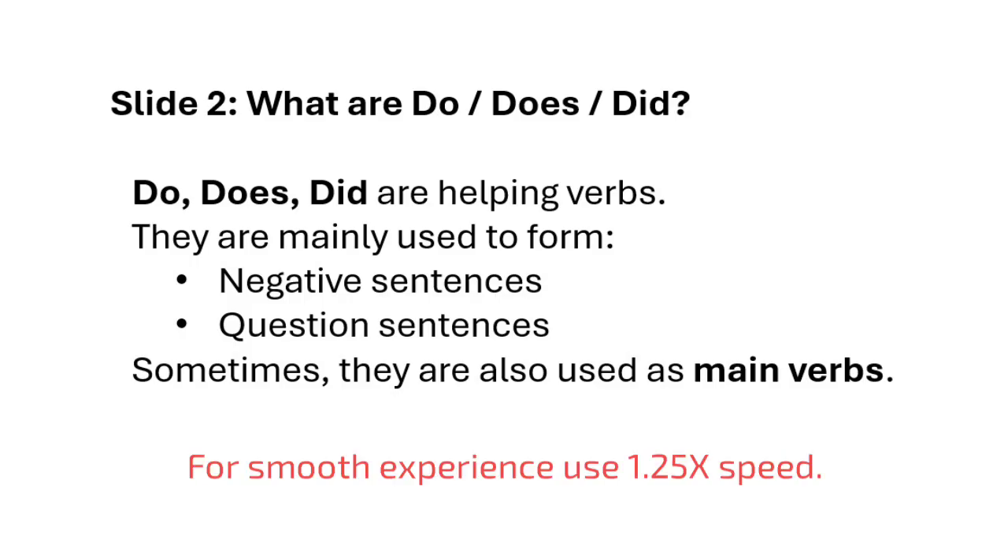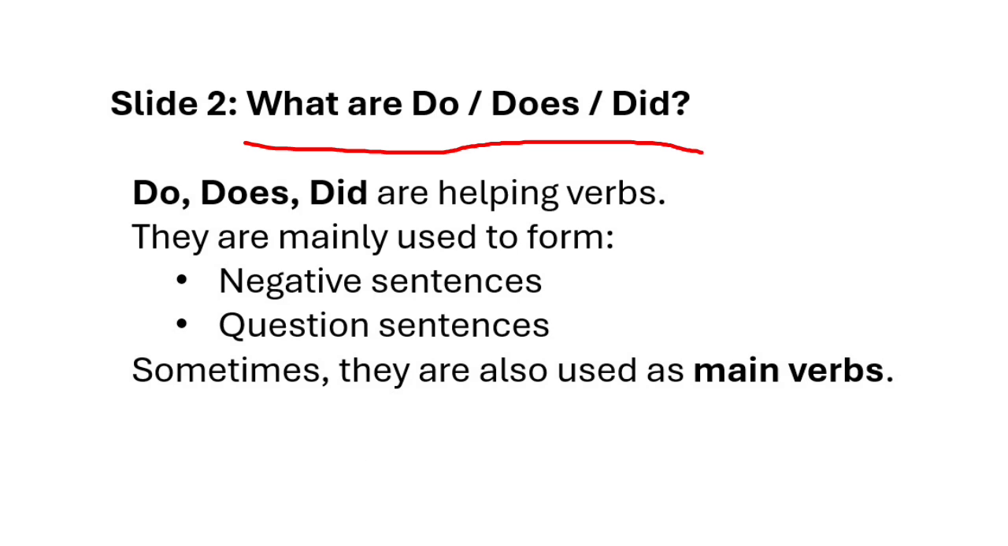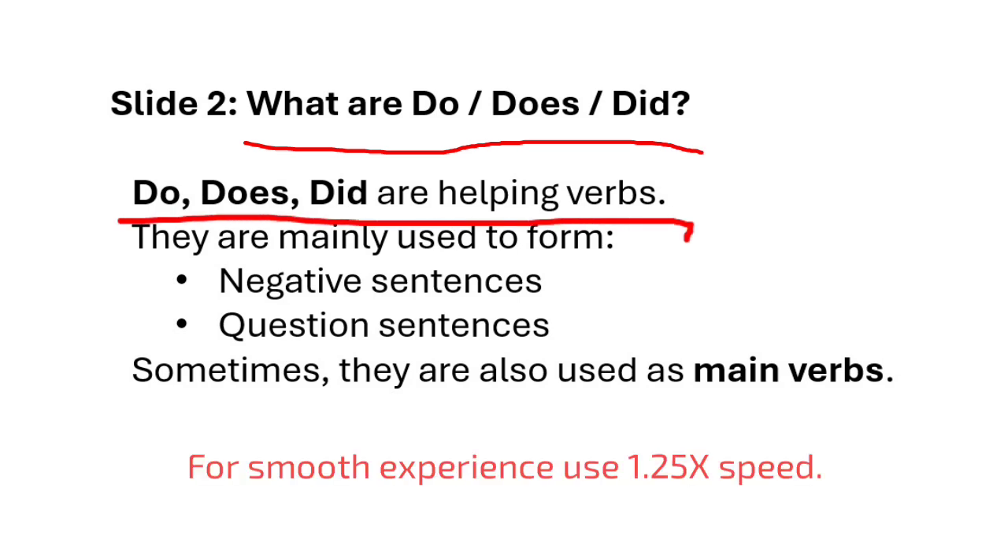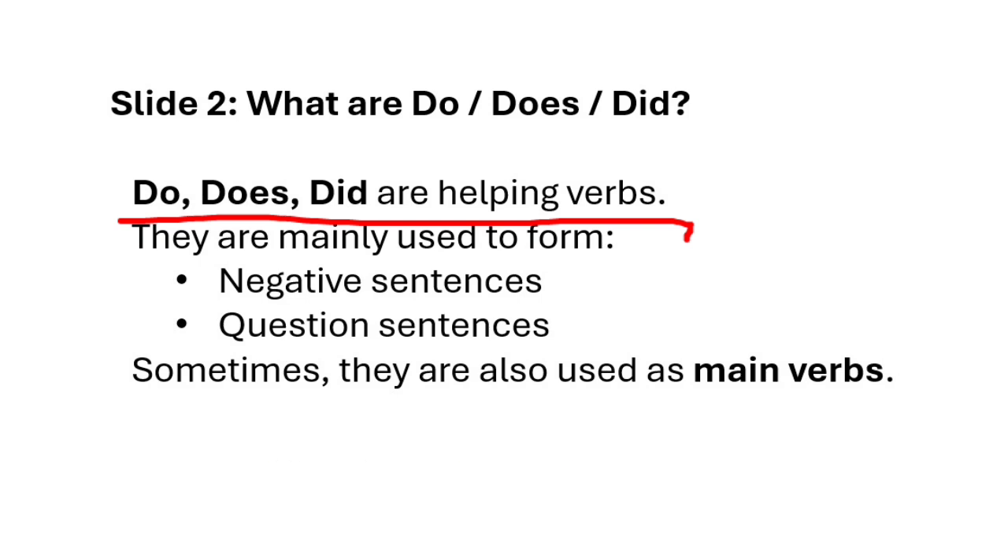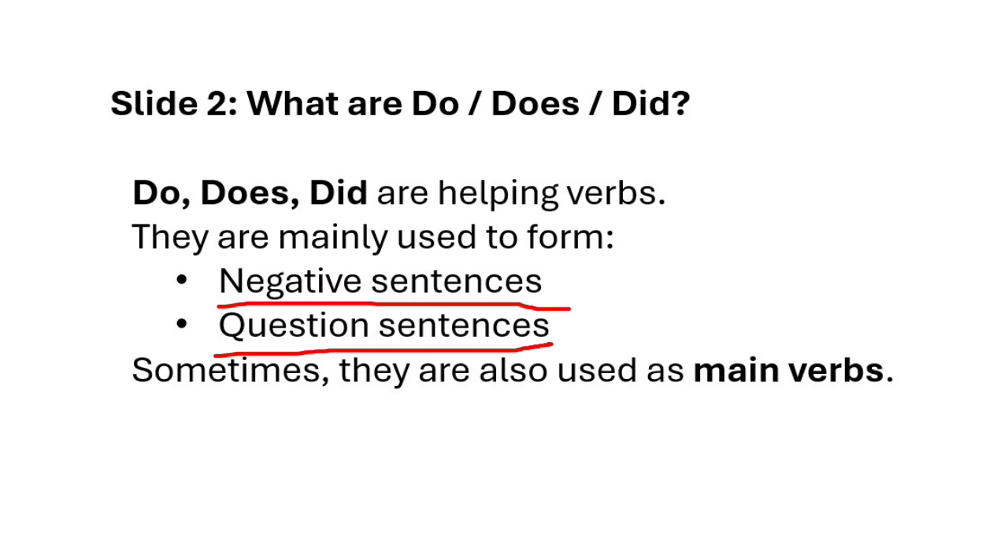Now first we will see what are do, does, did. So do, does, did are helping verbs. If you ask me grammatically, do, does, did are helping verbs, and they are mainly used to form negative sentences and question sentences. Sometimes we use do, does, did as main verbs in positive sentences.